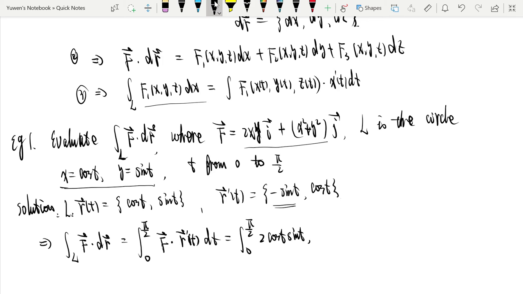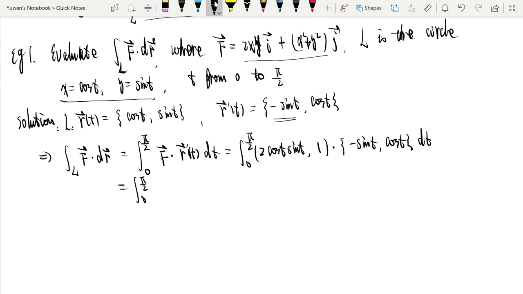x squared plus y squared is 1, dot product with negative sine t, cosine t, and dt, from 0 to pi over 2. That gives 2 cosine t sine t times negative sine t, which is negative 2 cosine t sine squared t, plus cosine t, then dt.